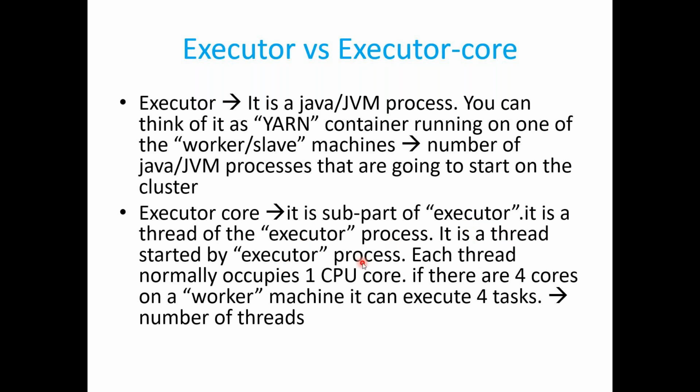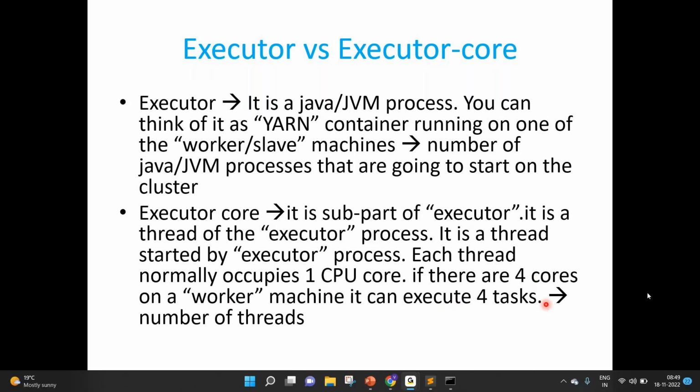Each thread normally occupies one CPU core, right? If there are 4 cores on a given worker machine, it can execute up to 4 tasks. Sometimes you might have heard people saying, I have an octa-core based laptop. That is, there are totally 8 cores, which means 8 threads can run in parallel. Each thread can work on different tasks simultaneously. That's why octa-core based laptops are faster than quad-core based laptops, because with quad-core you can run at most only 4 threads at a time. Each thread will take care of one task. Hence, octa-core based laptops are faster than quad-core.